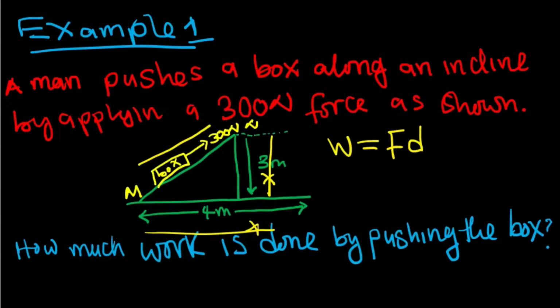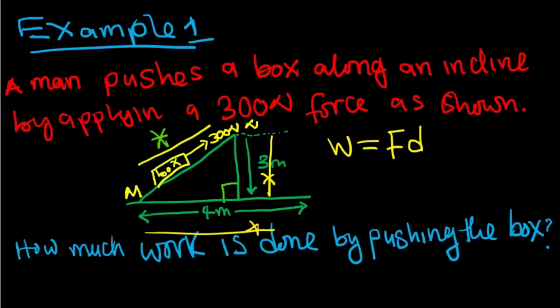The distance that we are interested in is the distance that is in the same direction with force, this distance. So now here, we need to find the slant distance. And this is a right angle triangle, and therefore we apply Pythagoras theorem for us to find the slant side.